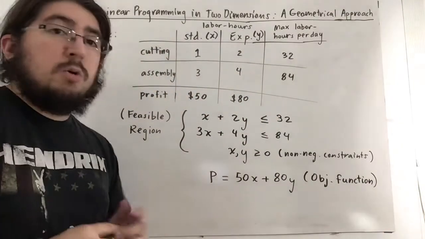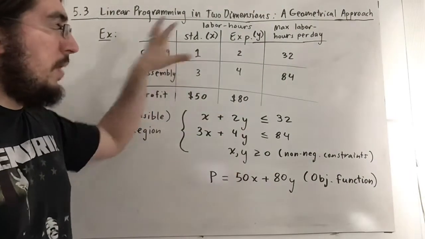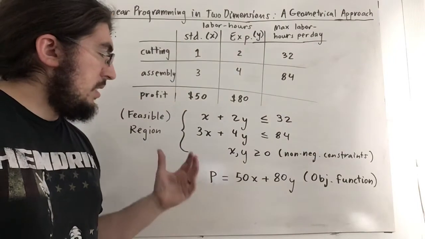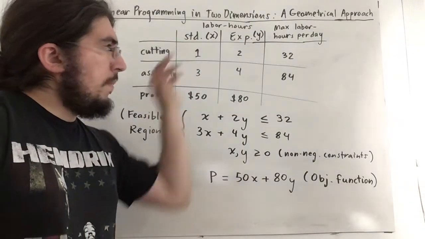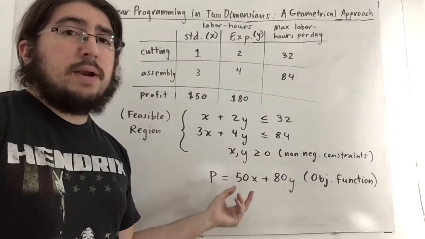But yeah, so here's what we're going to do. We're going to graph the region given these constraints. So I'm going to lift this up and I'll graph it over here. And then we'll talk about what point in that region will correspond to a maximum profit. So we'll see that right now.